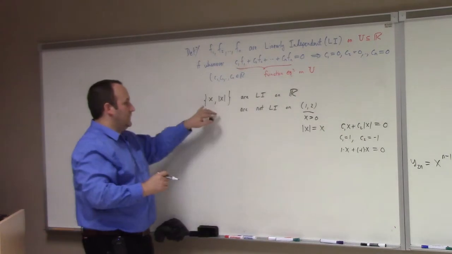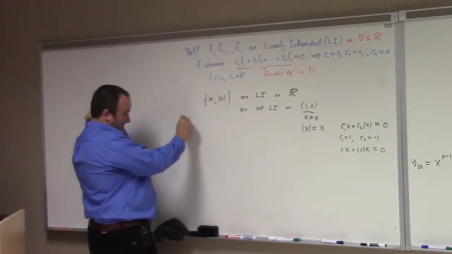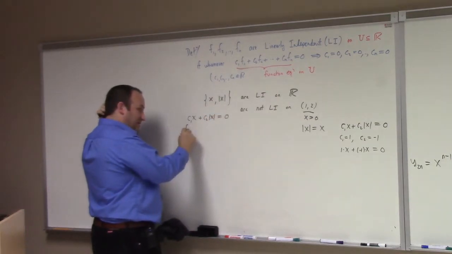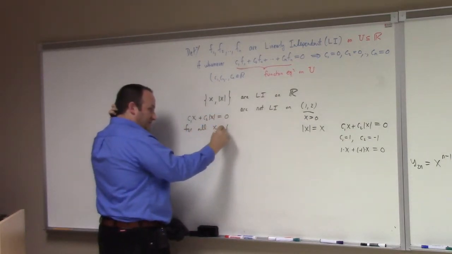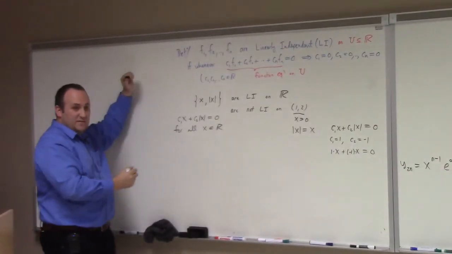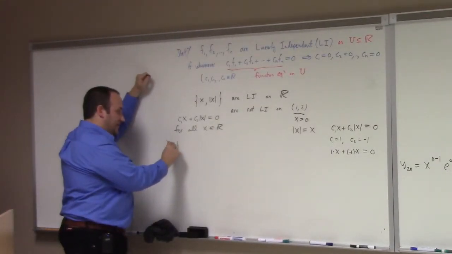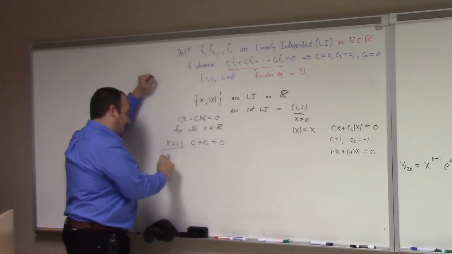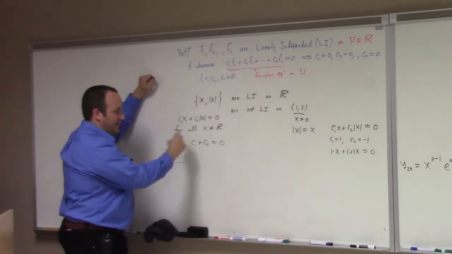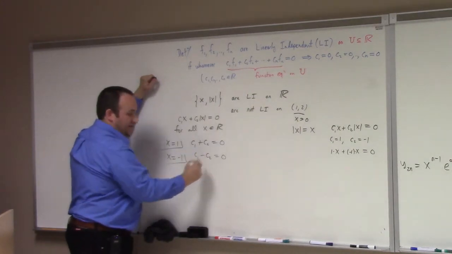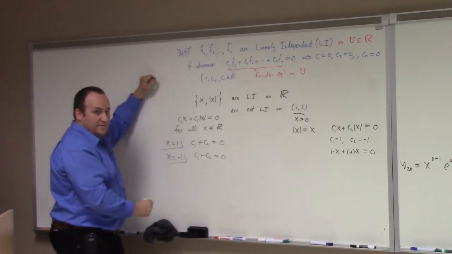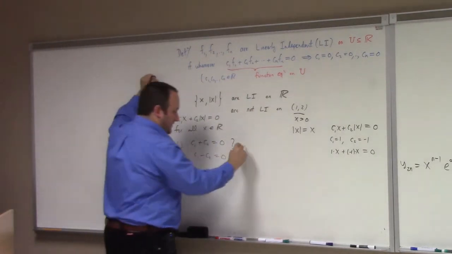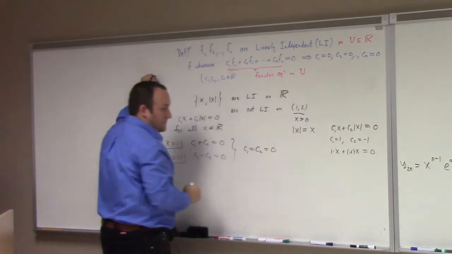But over here, if I have that c1x plus c2 absolute value of x are equal to 0 for all x in the reals, that's a different thing. Because then I can take x equals 1, and that gives me c1 plus c2 equals 0, and I can take x equals minus 1, and that gives me c1 minus c2 is equal to 0. Two equations, two unknowns, different slopes. So these you can solve, and the solution is c1 equals c2 equals 0.